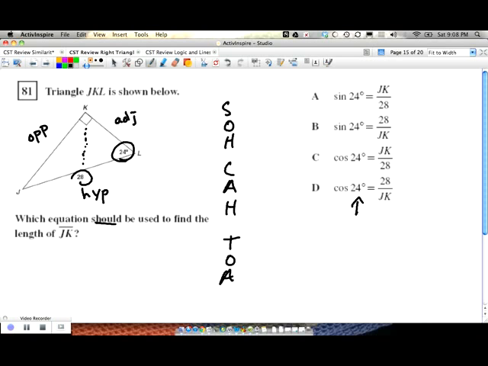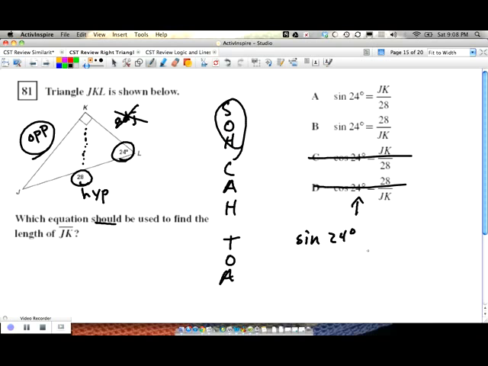Well, if I'm going to use the 28 and JK is my opposite because this adjacent isn't really going to help me, which piece uses hypotenuse and opposite? Well, looking at my 3 choices here, it looks like sine is the relationship we have. Then that means sine of 24 degrees is going to equal something.